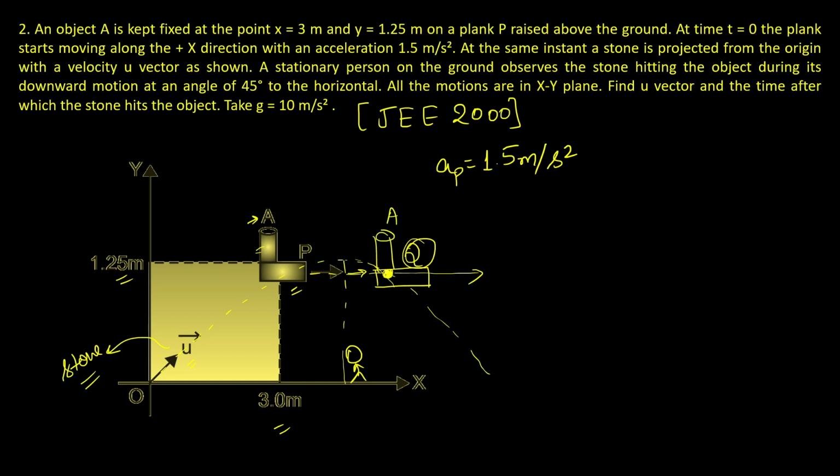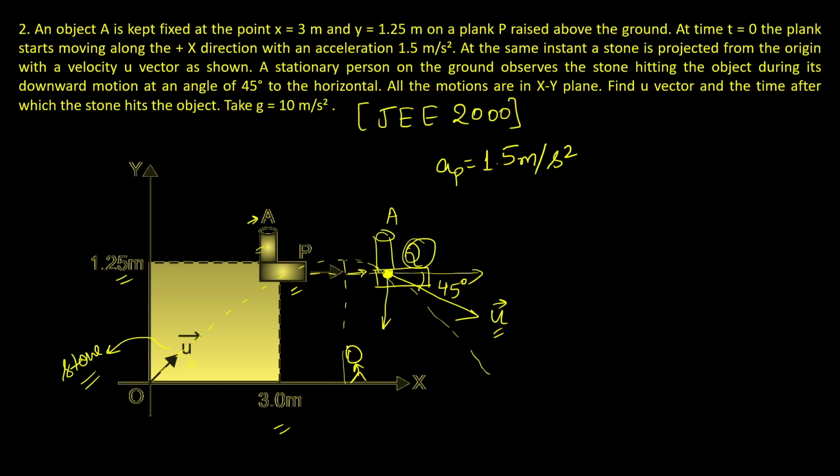So this is the point of collision. This is the point where both the stone and this object A meet at point Q. And this is also the downward motion of the stone at an angle of 45 degrees to the horizontal. At this point, the velocity, which will be something like this, is making an angle of 45 degrees with the horizontal, this u vector.